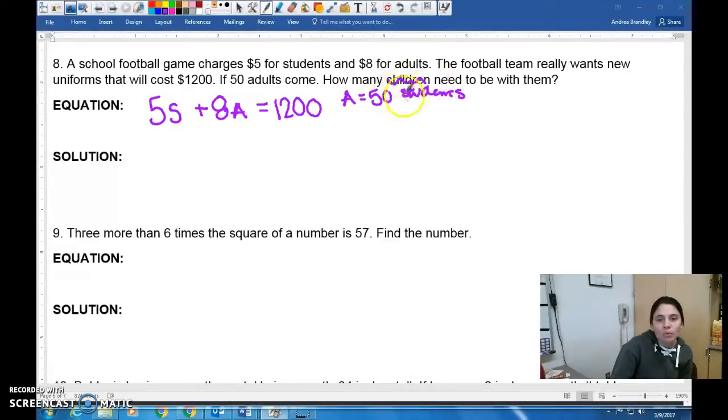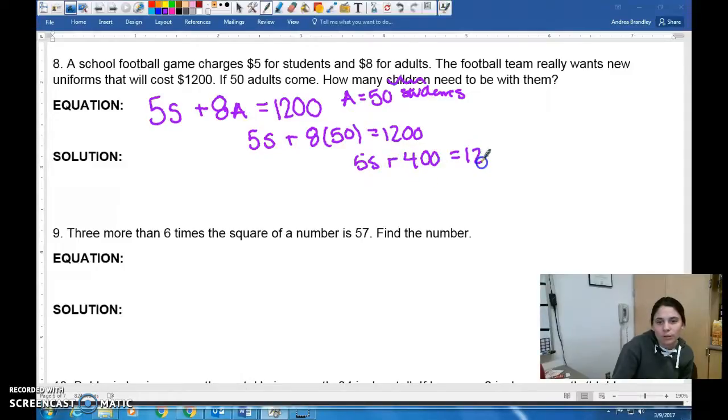So I know what A is, I don't know what S is, so that's what I'm trying to solve for. So I'm going to go ahead and plug my 50 in for A. So I have 5S plus 8 times 50 equals 1,200. So if I multiply that, I have 5S plus 8 times 50 is 400 equal to 1,200. Then I can minus 400 from both sides.